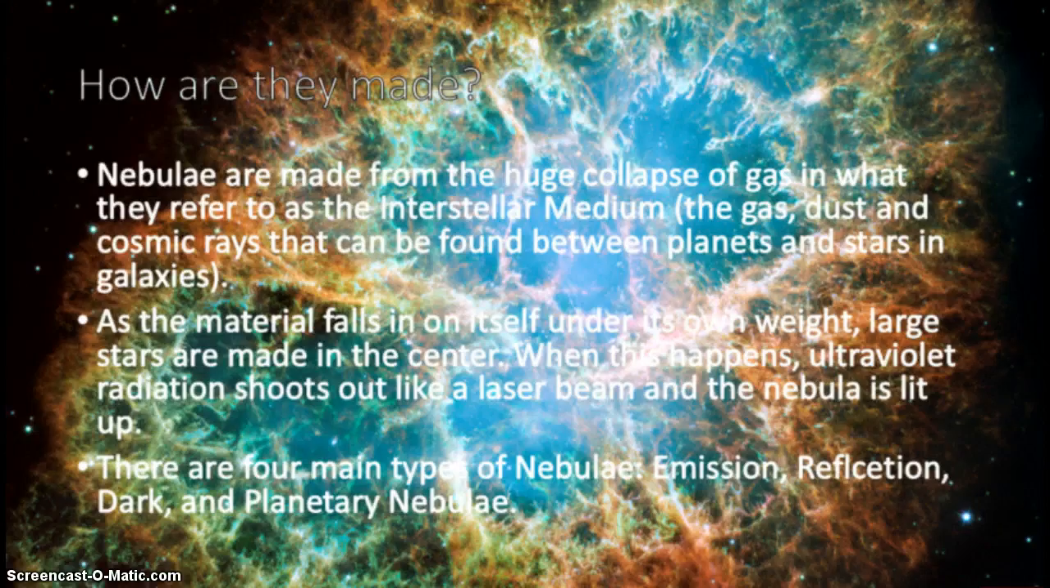How were they made? Nebulae are made from the huge collapse of gas in what is referred to as the interstellar medium, the gas, dust, and cosmic rays that can be found between planets and stars in galaxies. As the material falls in on itself under its own weight, large stars are made in the center. When this happens, ultraviolet radiation shoots out like a laser beam and the nebula is lit up.